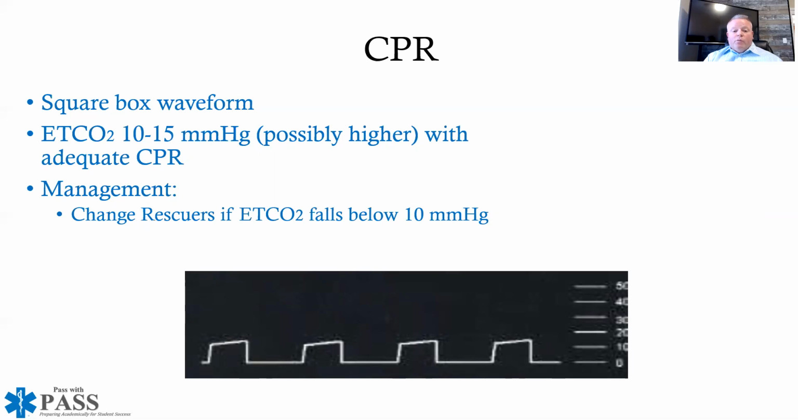So if we have CPR, our patient is intubated, we're going to have a square box waveform, so we know our tube is in. You're probably going to be somewhere in the range of 10 to 15, maybe higher with adequate CPR, and that's why we're getting 20 to 25. And then the management there is if it drops below 10, then we need to back up and figure out what we're going to do to get this person appropriate compressions.